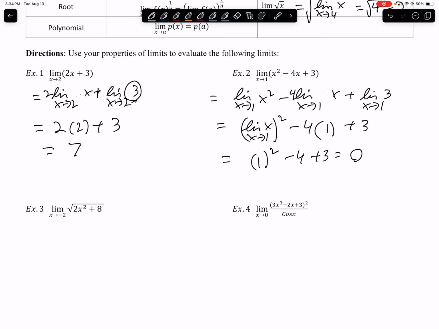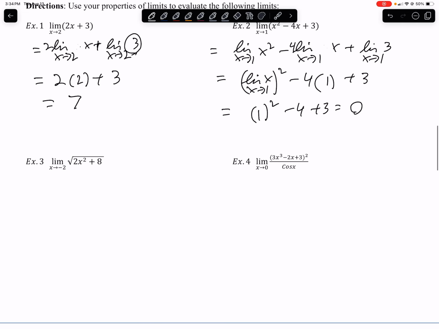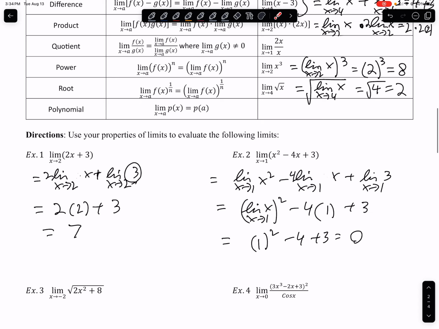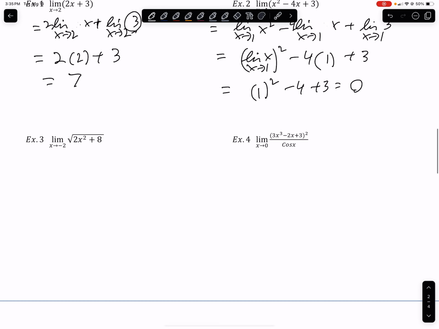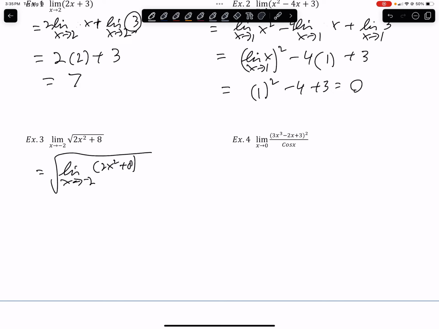All right, let's keep going. I have a square root. What do I do? That's this root property. If I have a root, I can take the limit of the inside first, then take the root. So that's what I'm going to do. I can take the limit of the inside first, and then take the square root after. That's the property I'm allowed to use.